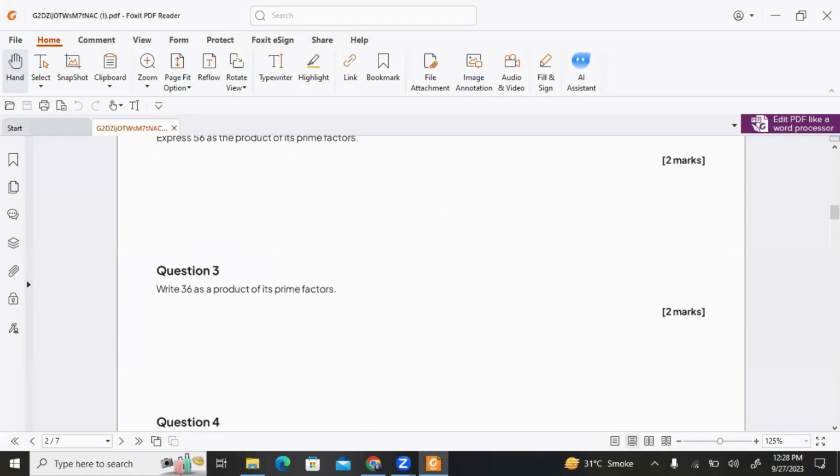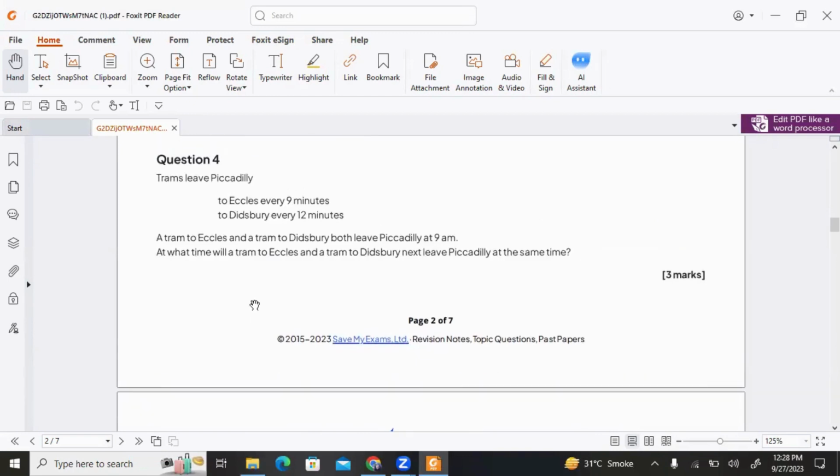Now let's move on to something different. Question 4. Trams leave Piccadilly to Eccles every 9 minutes and Didsbury every 12 minutes. A tram to Eccles and a tram to Didsbury both leave Piccadilly at 9 a.m. At what time will a tram to Eccles and a tram to Didsbury next leave Piccadilly at the same time? So in these questions, what they're basically asking us is to find the lowest common multiple of 9 and 12.